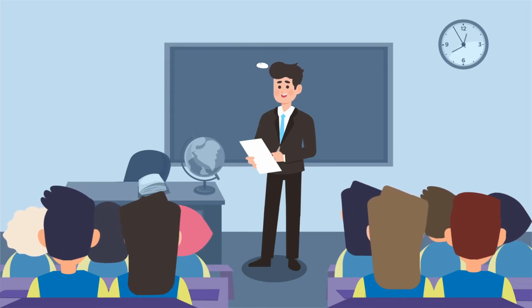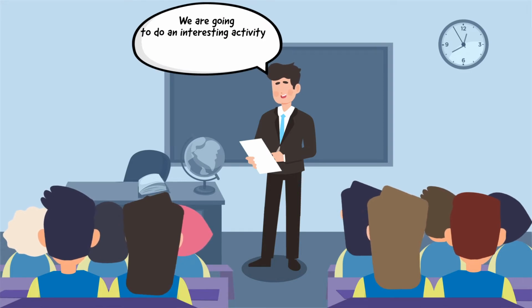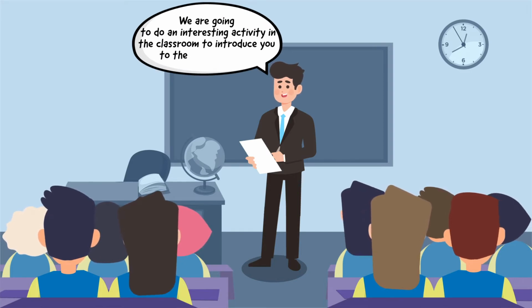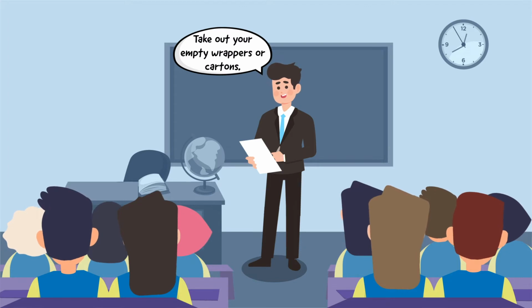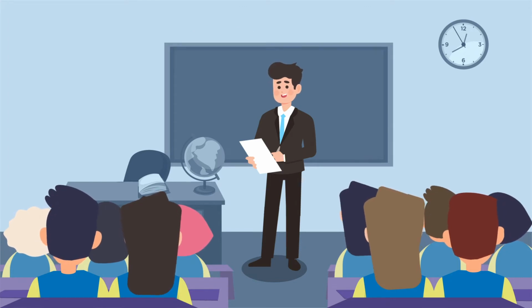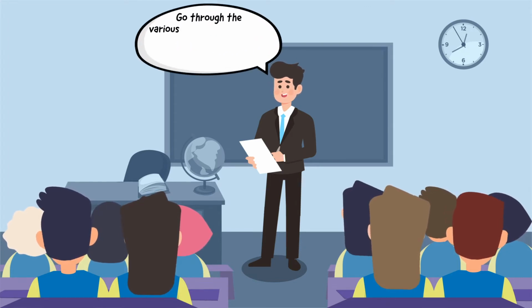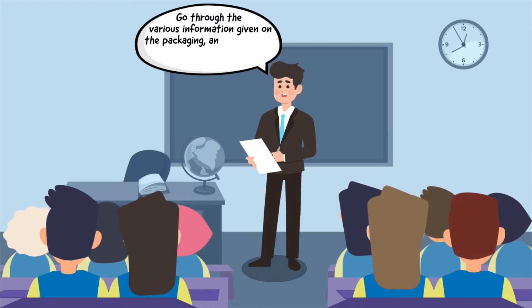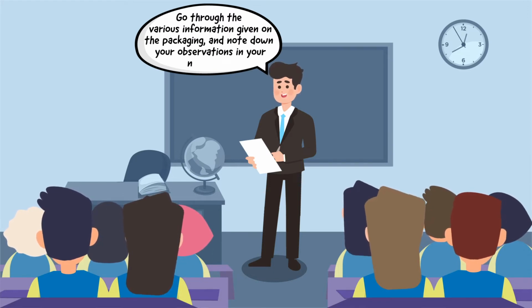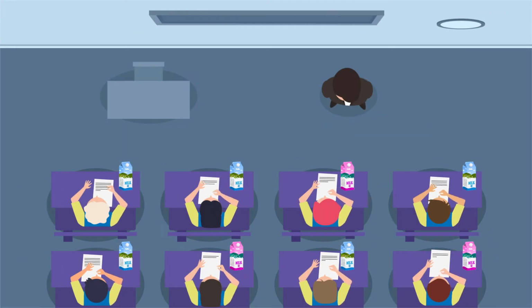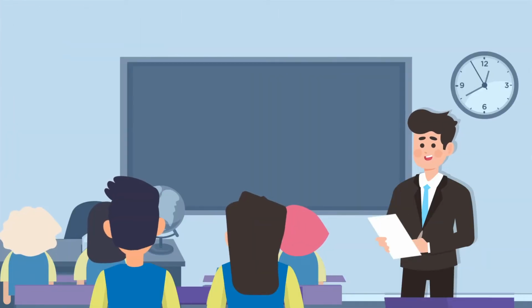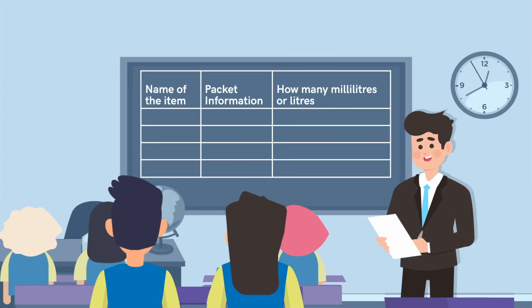Inform the students that we are going to do an interesting activity in the classroom to introduce them to the standard units of volume. Ask the students to take out their empty wrappers or cartons. Then ask the students to go through the various information given on the packaging and to note down their observations in their notebooks. While the students are engaged in noting down their observations, we shall proceed to draw a table on the blackboard as shown.